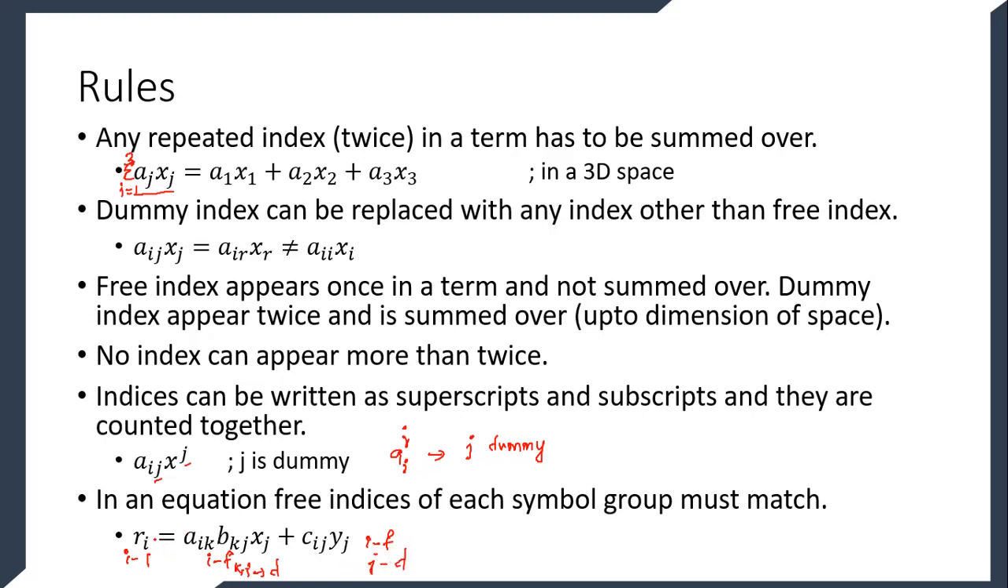Here you can see that the free index of the first product term symbol representation, that of the second representation and that of the third representation match. I is the free index in the first, second and the third symbol group. Therefore, this equation is possible. So, when you write an equation, the free index of each symbol group must match.